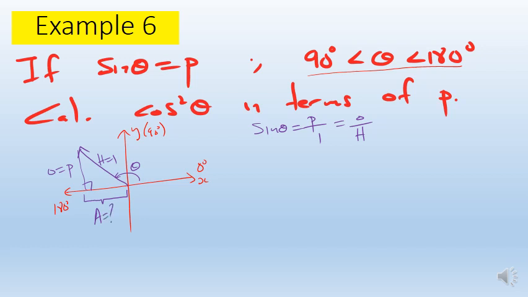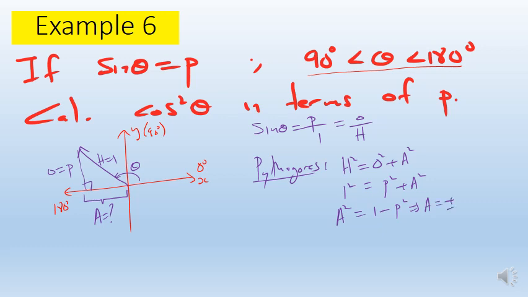Well, it's pretty straightforward. The adjacent side is given to us by Pythagoras. Hypotenuse squared is the sum of the squares of the other two sides. Opposite, we said, was p squared. Adjacent is what we're solving for, and the hypotenuse is 1 squared. So a squared is 1 minus p squared, which tells me that a must be plus or minus the square root of 1 minus p squared. Plus or minus, which means there are two possibilities for the adjacent side.